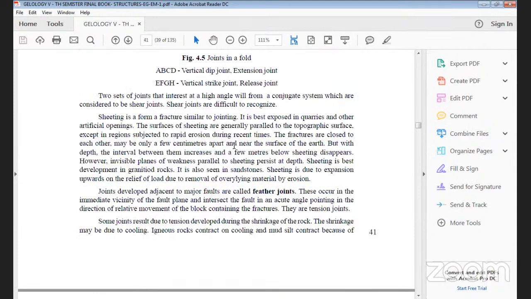Some joints develop adjacent to major faults, and we call such joints fault joints. These occur in the immediate vicinity of the fault plane, pointing in the direction of the relative movement of the block and containing the fractures. They are tension joints. We are calling these the tension joints.